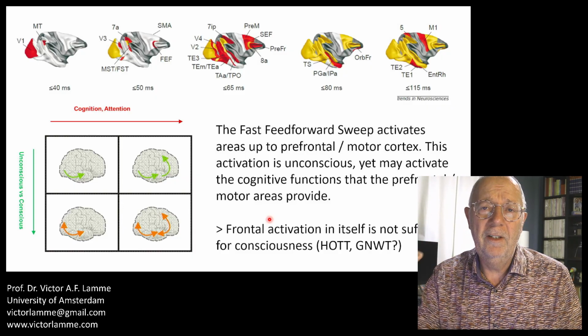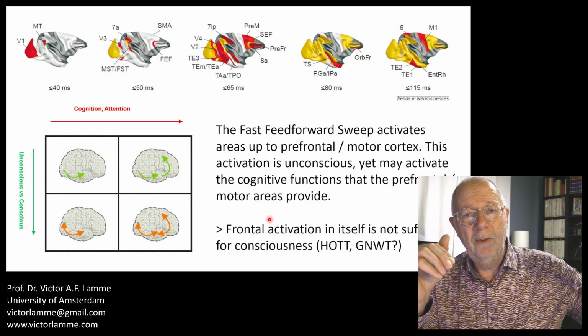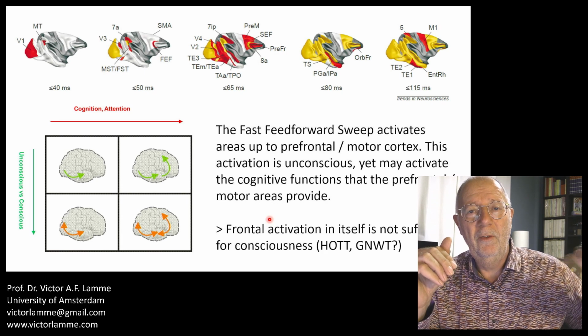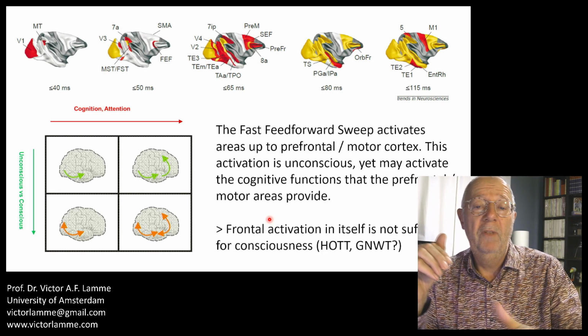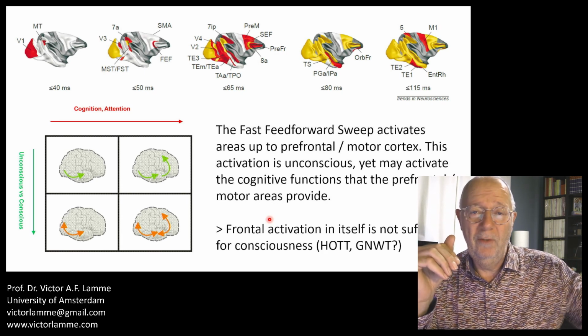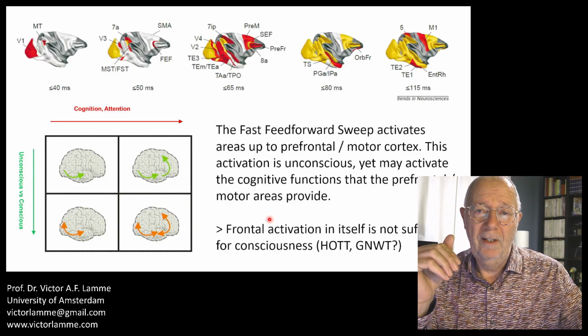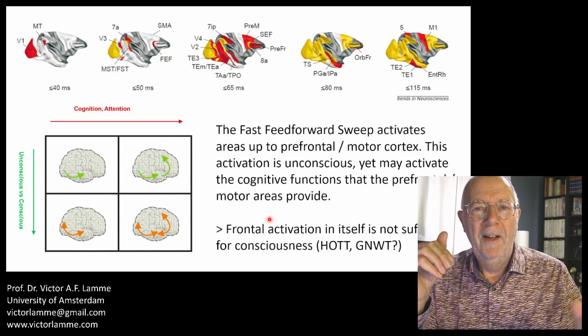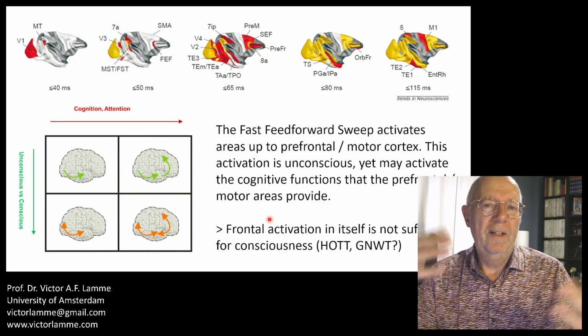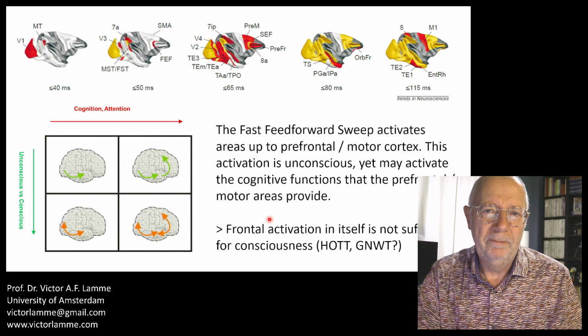Higher order thought theory just states when there is a second order representation or a first order representation, which you could argue these feed-forward activations of frontal regions actually do. Well, then there should be consciousness, but apparently there's not.